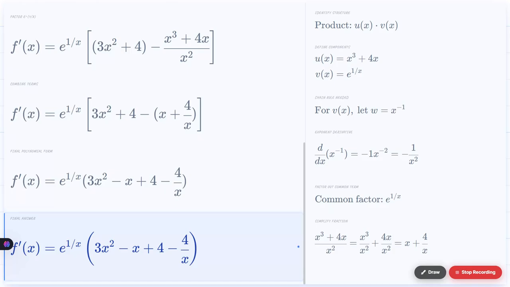We state our final answer for a prime. We do this to show we have finished the problem. The math is now complete.